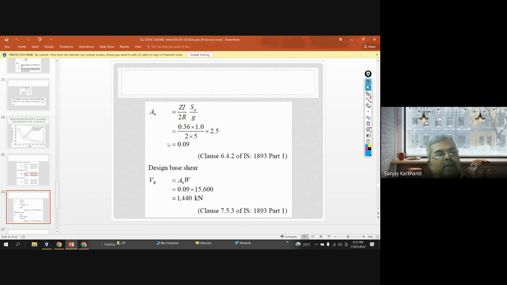Now what this AH equal to 0.09 speaks to you. ये क्या बता रहा है? Let me draw it. VB equal to AH into W.